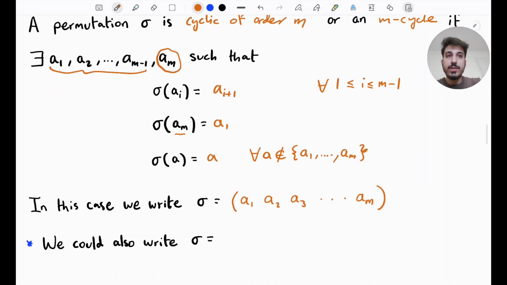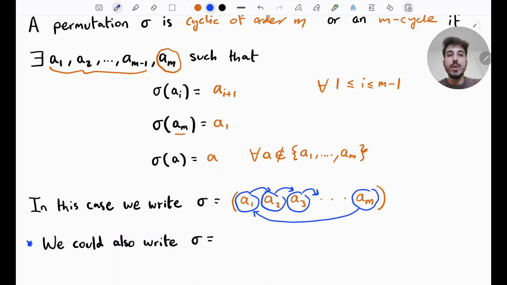So what this definition essentially says is that sigma is a permutation that sends A1 to A2, A2 to A3, A3 to A4, A4 to A5, and the last element, AM, sigma sends to A1. And so we call this a cyclic permutation of order M, or an M-cycle.